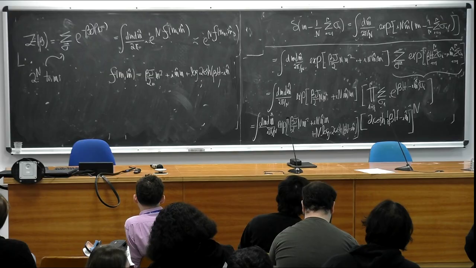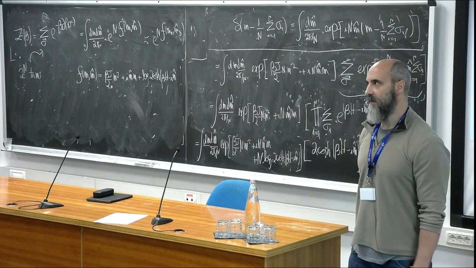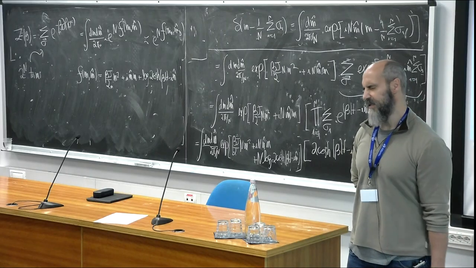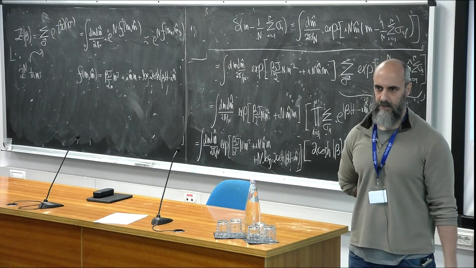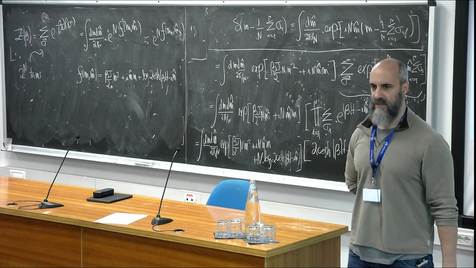Do we have an interpretation of m hat? The interpretation of m hat is a variable, a conjugate variable that forces the magnetization to take a given value, because it comes from the Fourier representation of the Dirac delta.